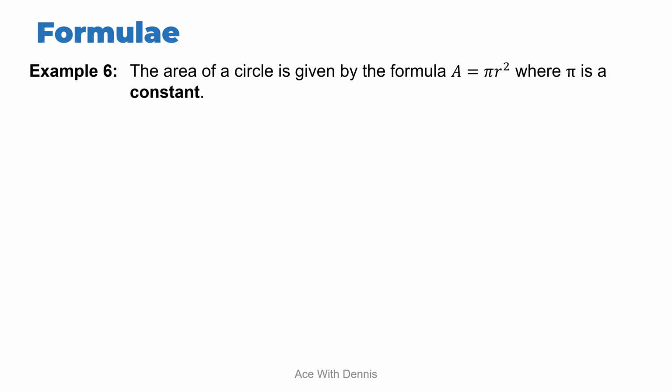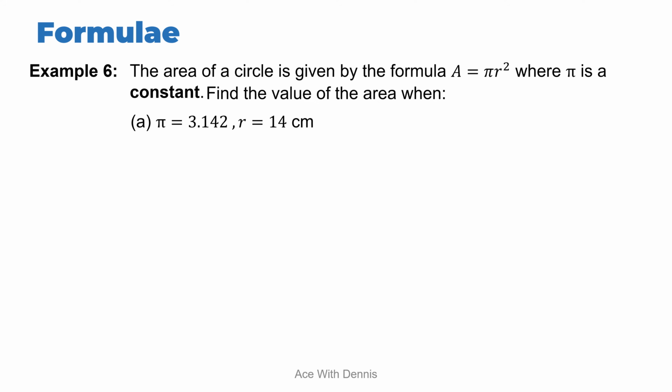Example 6. The area of a circle is given by the formula A equals pi r squared, where pi is a constant. Find the value of the area when A, pi equals 3.142 and r equals 14 cm. B, pi equals 22 over 7 and r equals 28 cm.